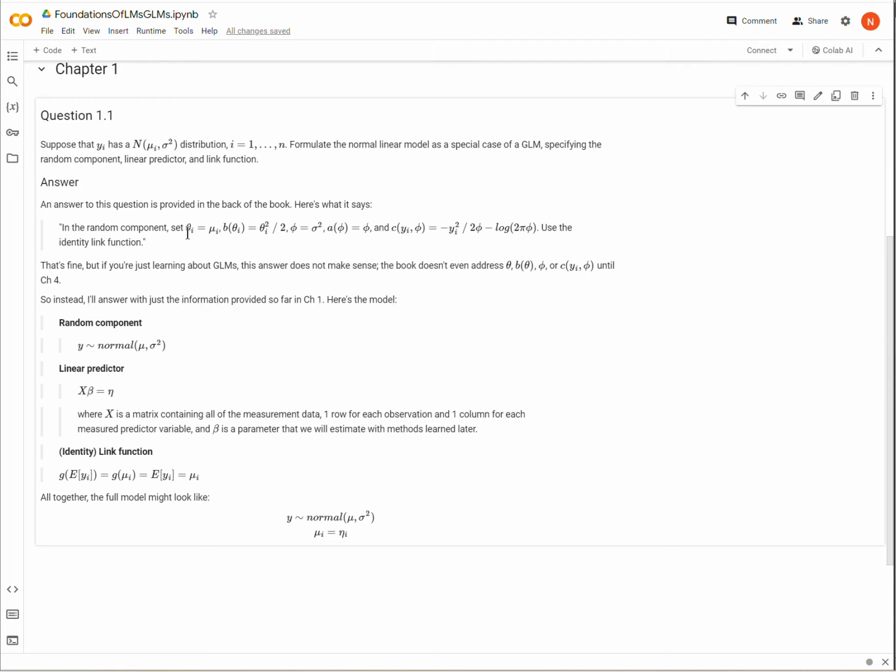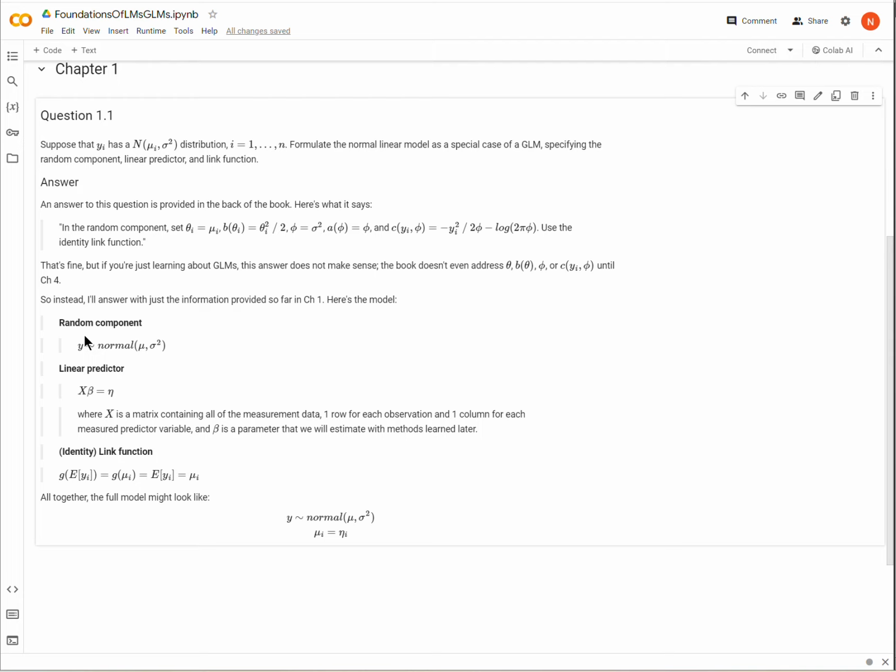You can read this for yourself, and the answer is correct, but if you were learning generalized linear models from this book, you would have no idea what any of this means, and that's because theta and phi and let's see what else we have, some functions of these parameters, none of this is addressed until chapter 4. So this is a right answer, but it is not a good answer for what we've learned so far in this book. So I'm going to try to answer given just the information that is provided in chapter 1.